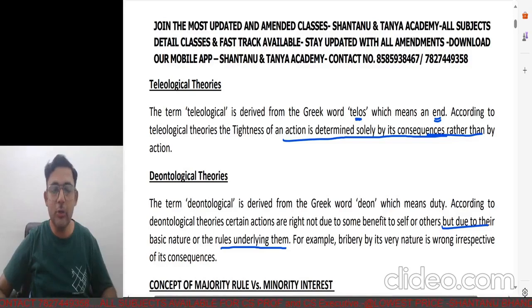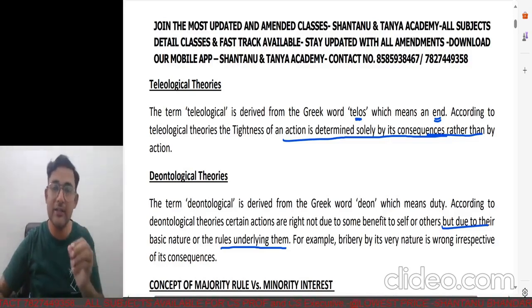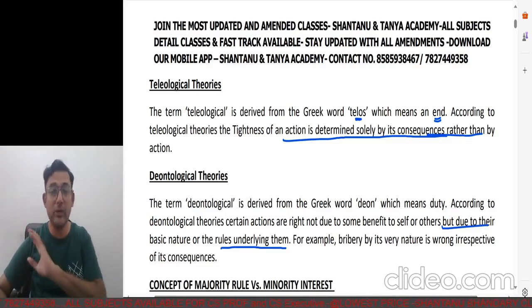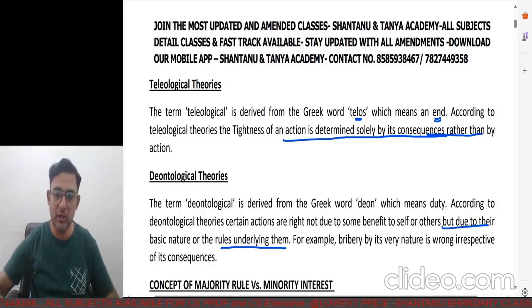So when we talk about deontological theory, it says that even if something is not affecting you directly, but it is affecting the society as a whole, it should be stopped. It is your duty. Deonto means duty. It is your duty to stop anything which might not be affecting you directly, but is affecting the society as a whole. So we should stop it. That's what deontological theory is all about.